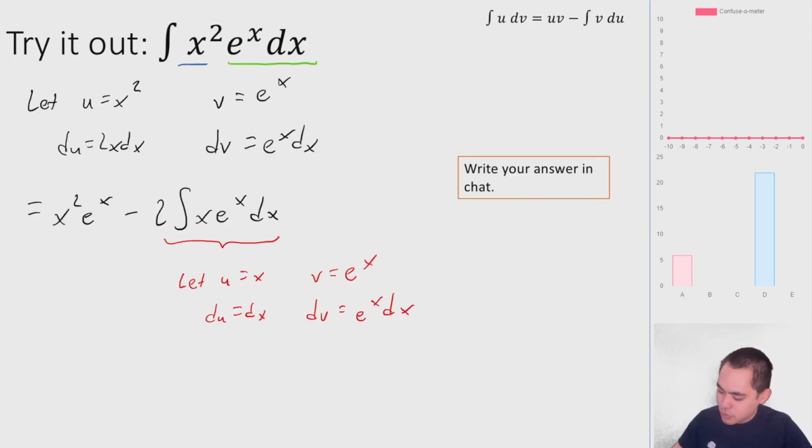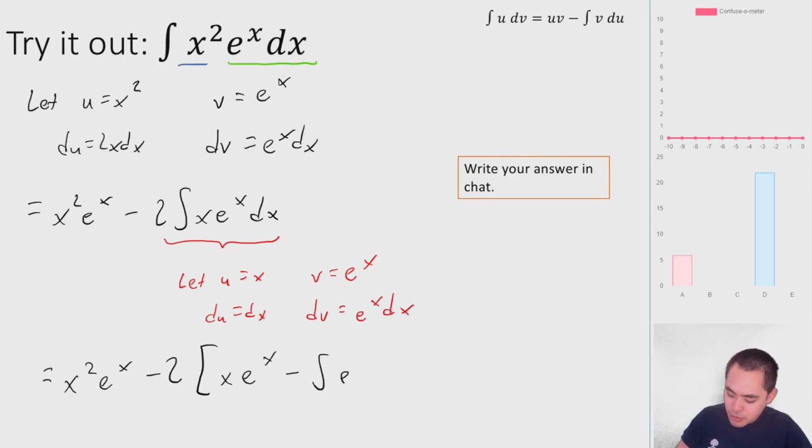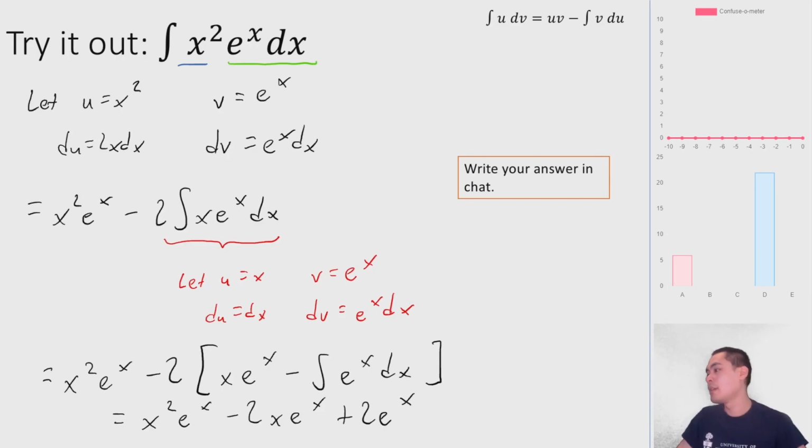And, go back. And what you're left with is this entire thing is equal to x squared e to the x minus 2 times the quantity x e to the x minus the integral e to the x dx, which is equal to x squared e to the x minus 2x e to the x plus 2e to the x.